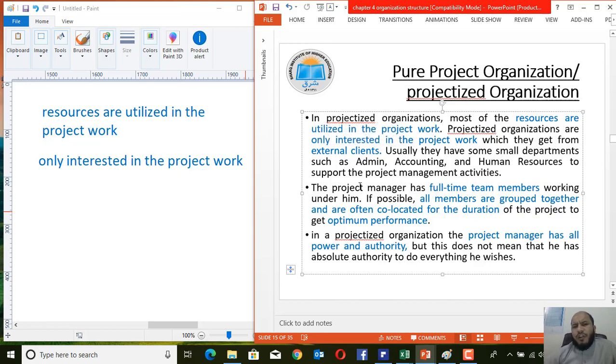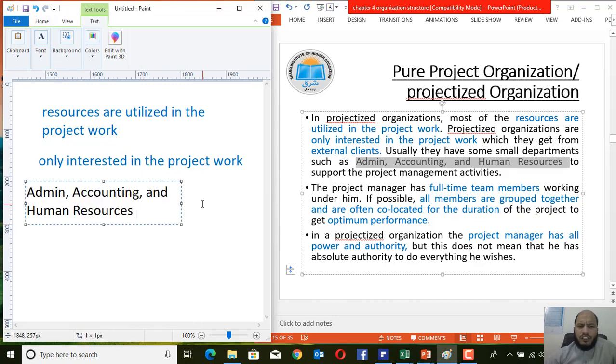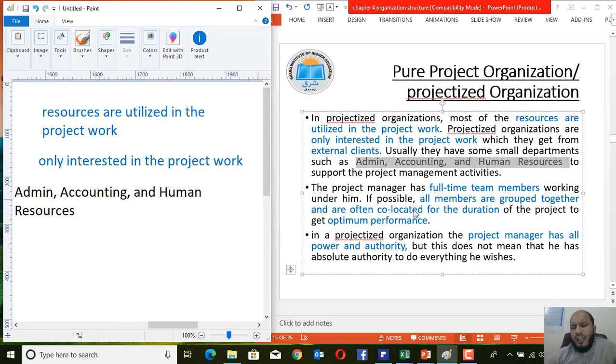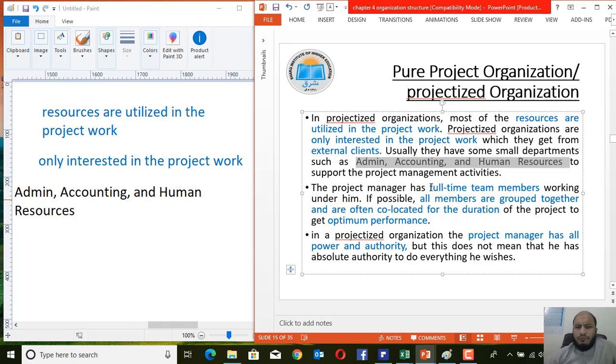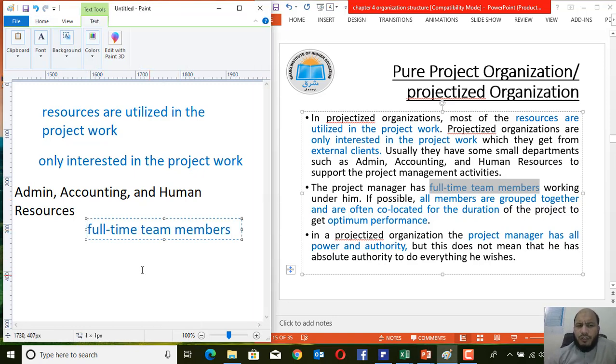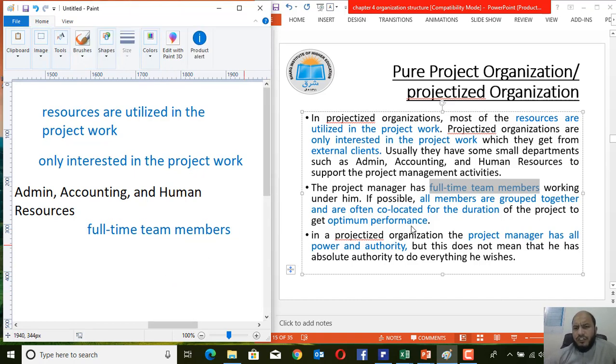Usually they have some small departments such as admin, accounting, human resources, and other departments that will support them. They get the help of these departments for achieving the organizational goals. Here the project manager will have full-time team members working in this type of structure. The people are full-time team members and they are working under the control of the project manager.